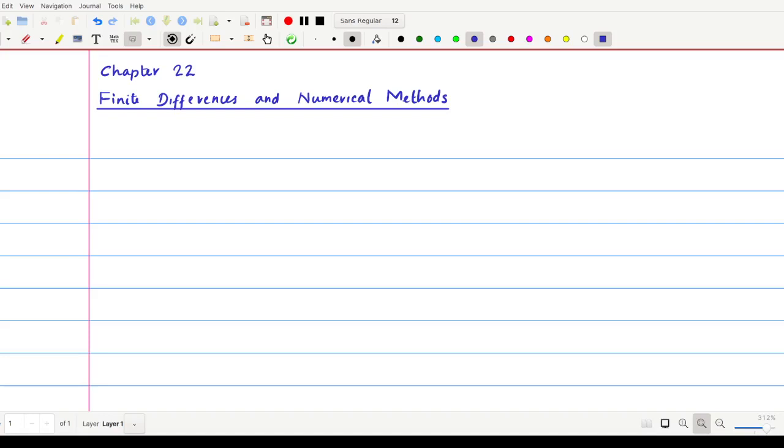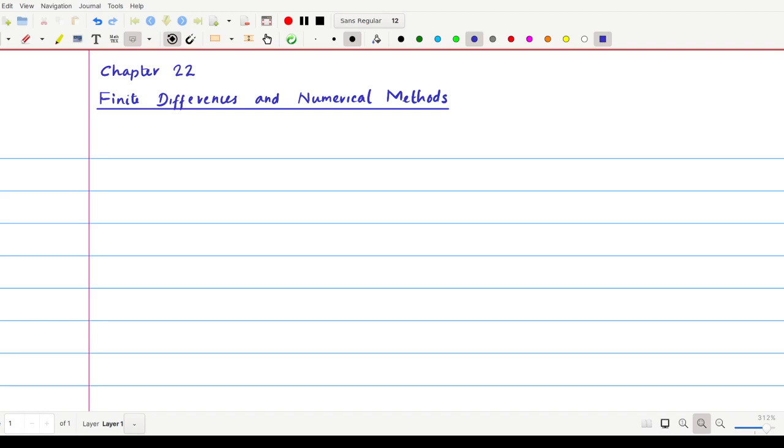Hi all. Today we start discussing chapter 22. In numerical analysis, finite difference methods are a class of numerical techniques for solving differential equations, by approximating the derivatives with finite differences rather than the continuous difference. Let's see some finite difference operators.